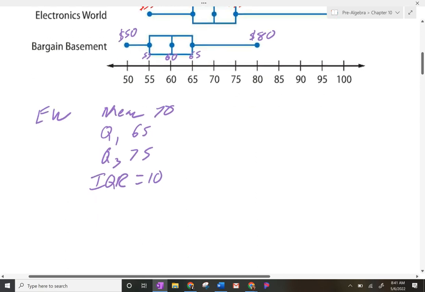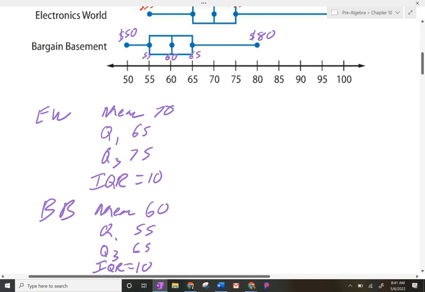And then Bargain Basement did the same thing. They've got mean, Q1, Q3, and then interquartile range. Their mean is going to be 60. Quartile 1 is going to be 55. Quartile 3 is 65. And they have an interquartile range of 10 as well.